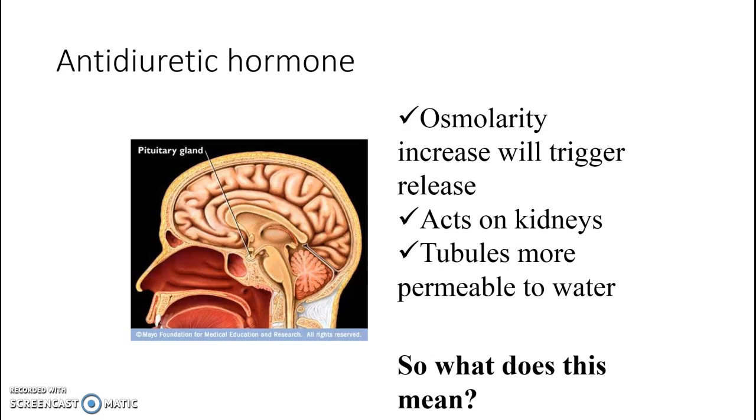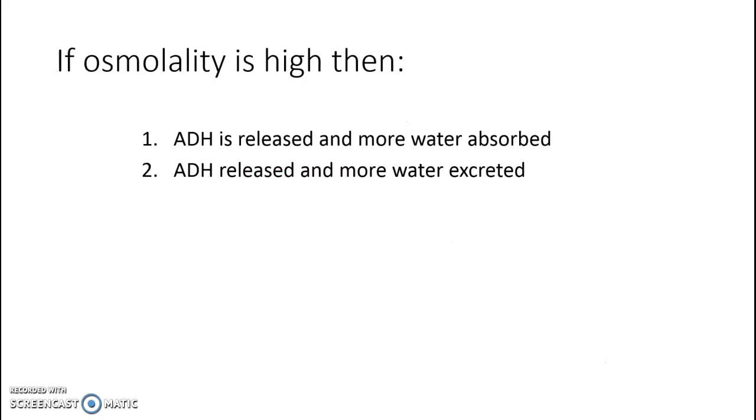It responds to the osmolality in the blood, and it makes the tubules more permeable to water. So what does this mean? If osmolality is high, so what does that mean to you? If osmolality is high, it's a high solute load, antidiuretic hormone is released and more water is absorbed. So it is antidiuretic, against diuresis.